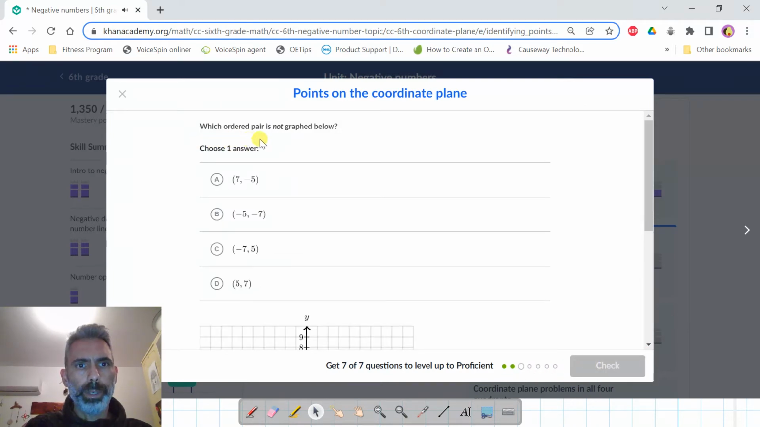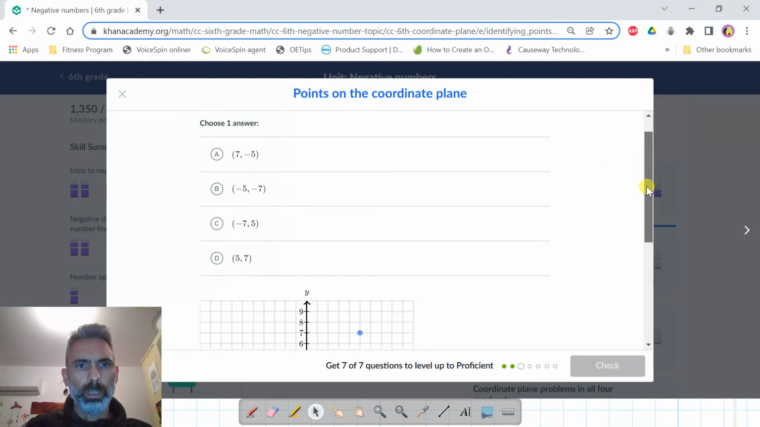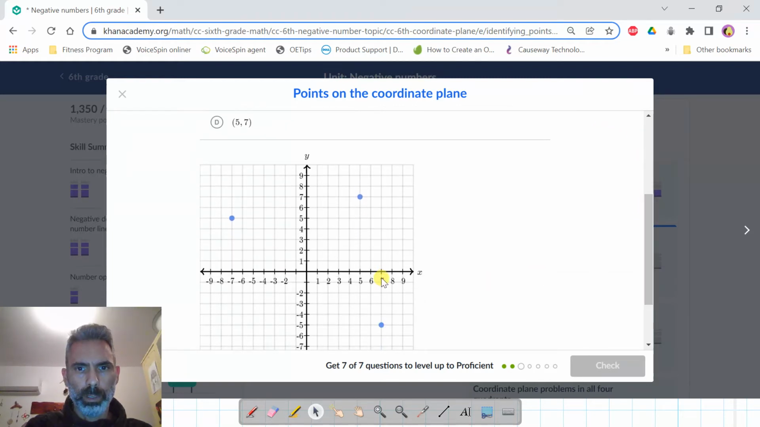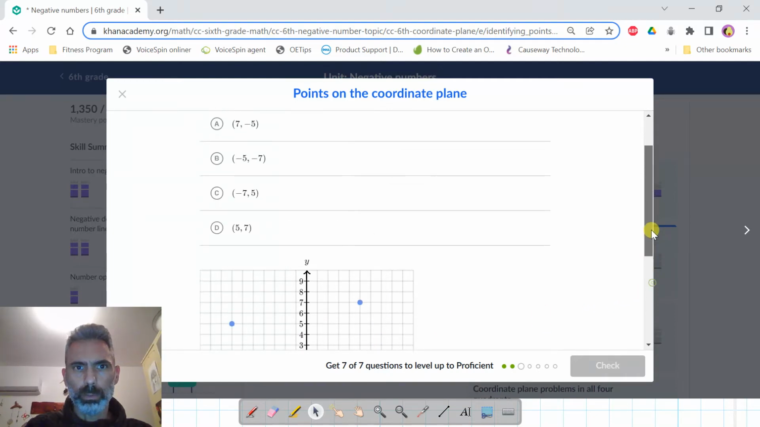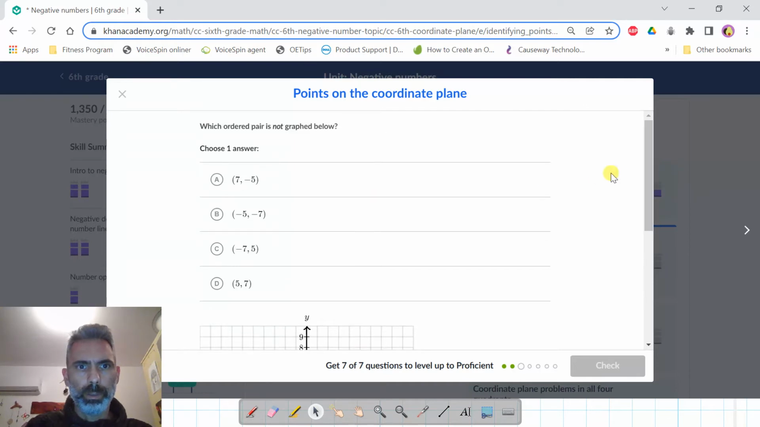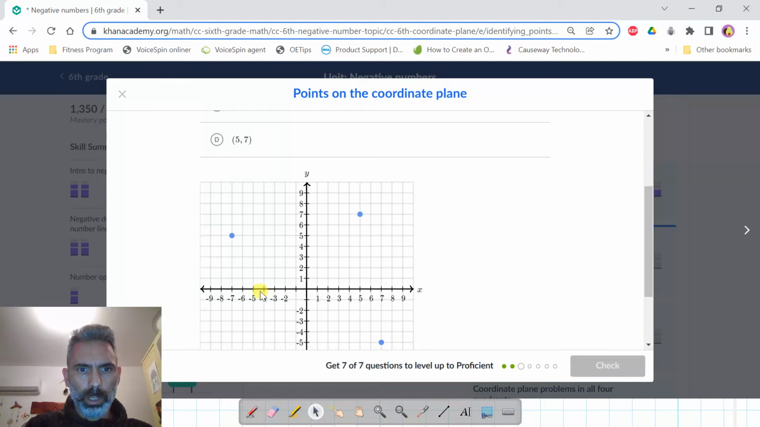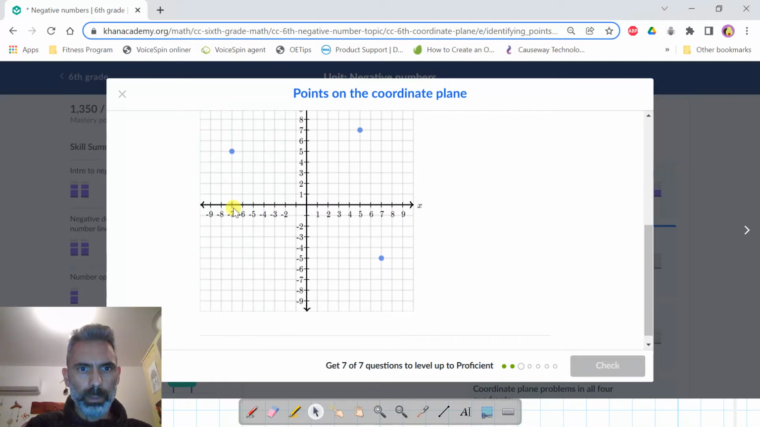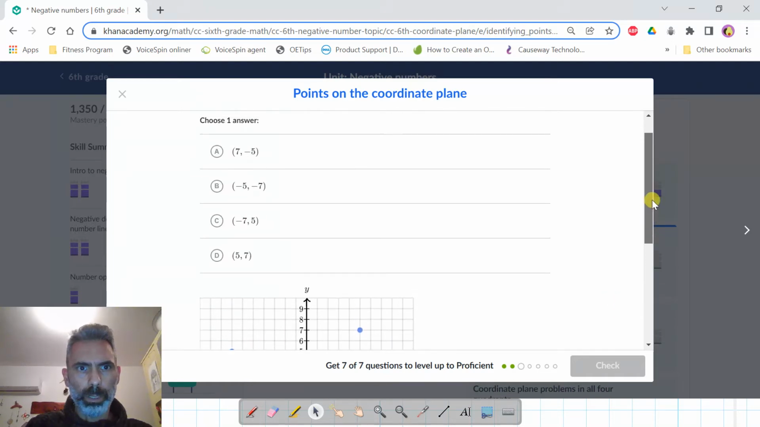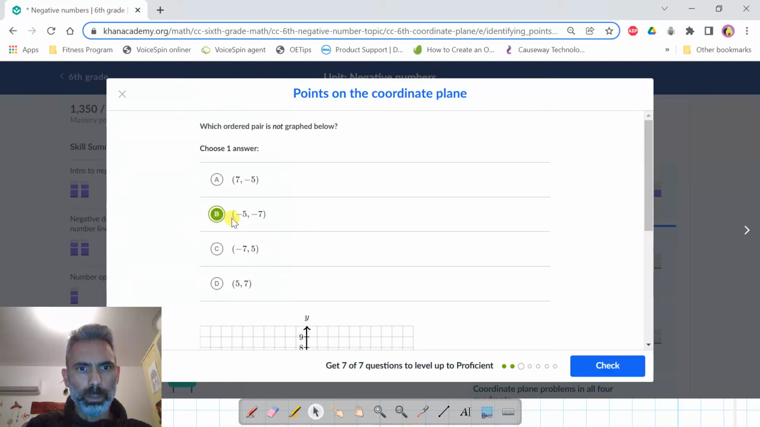Which ordered pair is not graphed below? Okay, let's see. 7 and -5. 7 on the x and -5 is plotted. So option A is not correct. Which ordered pair is not graphed? Okay. Option B, -5 and -7. -5 on the x and -7 on the y-axis is not plotted. Okay, so B is not plotted.